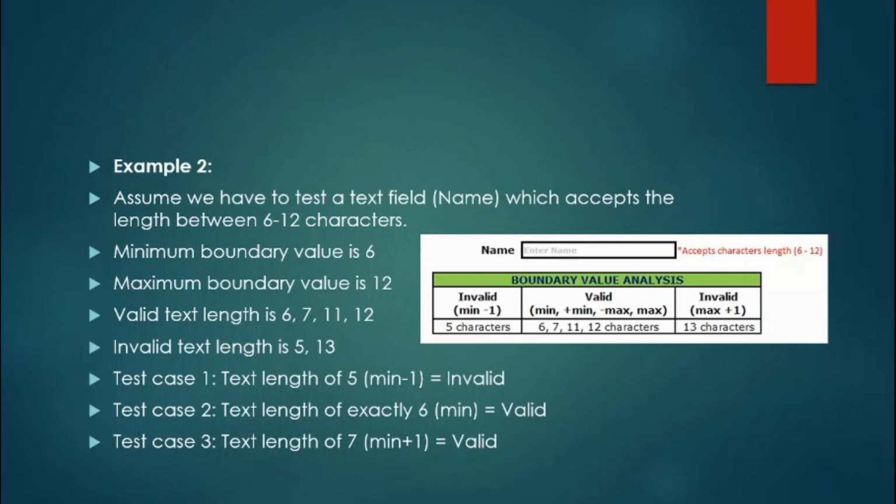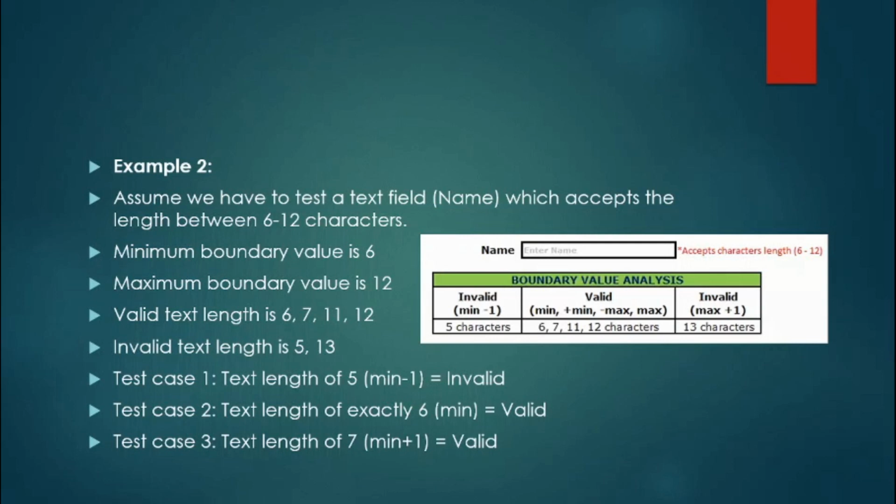Any number between 6 to 12 will be valid. Again, any number less than 6 or any number greater than 12 will be an invalid text length. Now, first test case, if I am considering 5, then definitely my test case will be invalid.